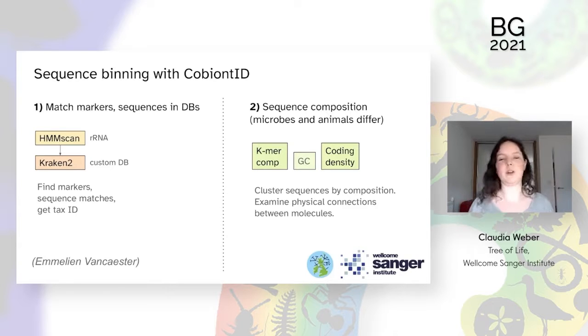So our sequence binning process, which we call cobiont identification, has 2 main parts. The first is to make a rough taxonomic assignment based on markers, and then narrow that down a bit. And because this is still database guided, we can also look at the sequence composition. Now, the intuition behind this is that microbes and animals will have different tetranucleotide compositions, GC contents, coding densities. So we can use these features to try to cluster those sequences and group them together. In addition, we can look for physical connections between molecules to work out whether something came from the same genome or not.